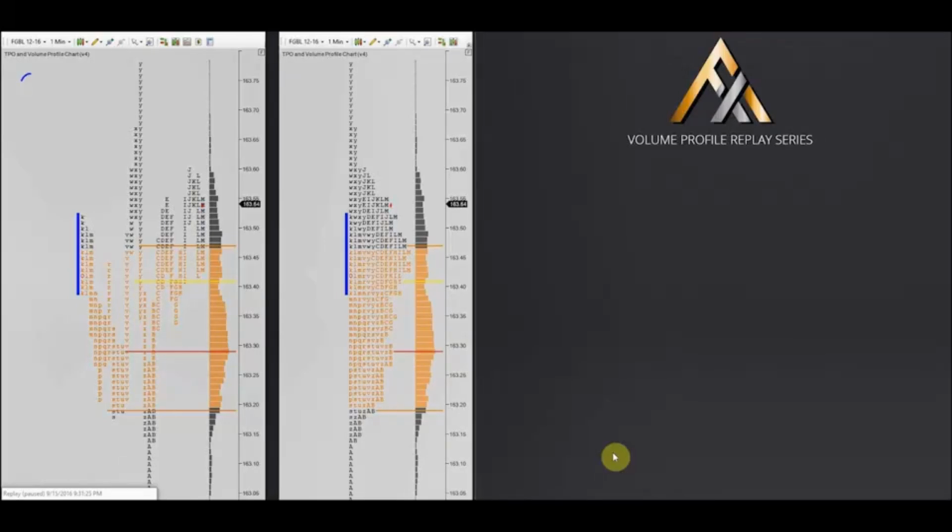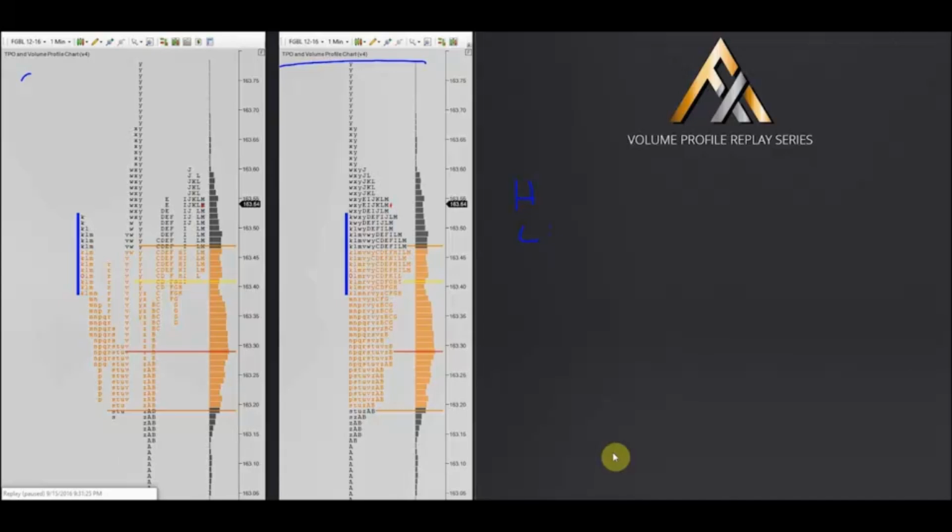So we're going to start with a very basic. We're going to pay close attention to the close profile as we list all the various parameters. So first and foremost, we have the high of the day and the low of the day. So you should be able to identify that straight away. The high of the day is up around that 163.78, and the low of the day is around the 163.05.